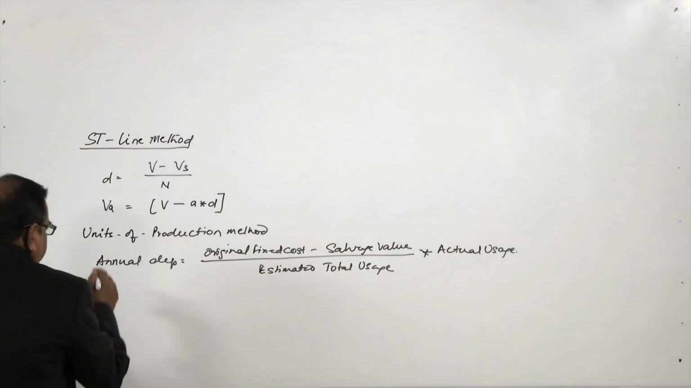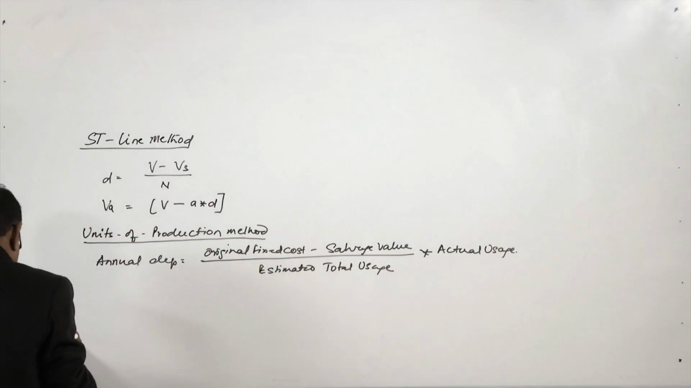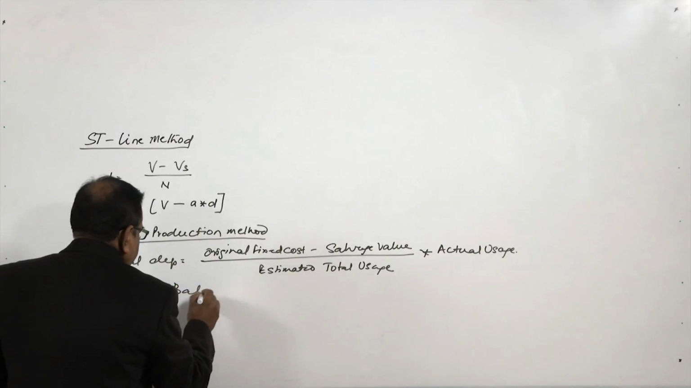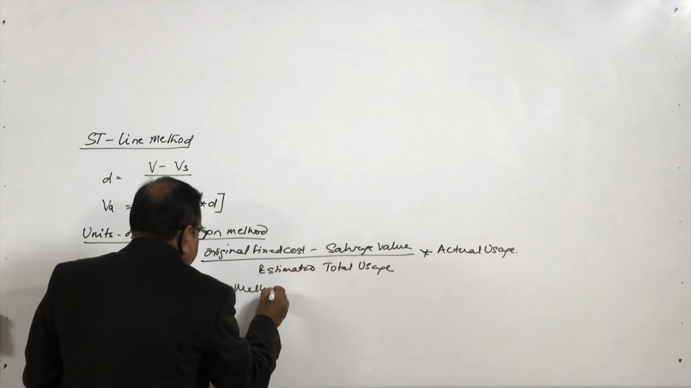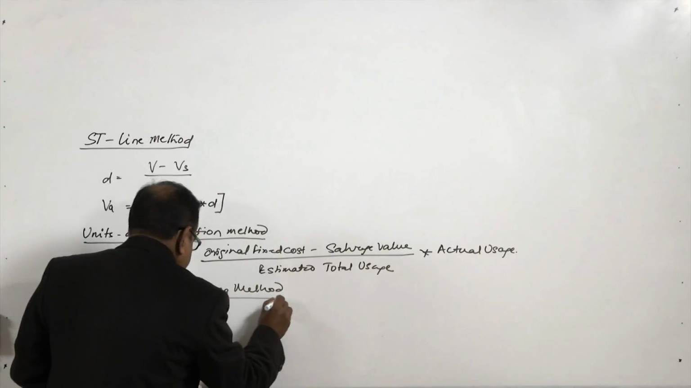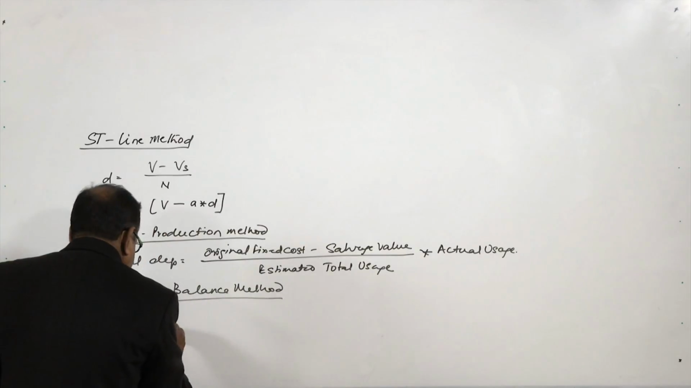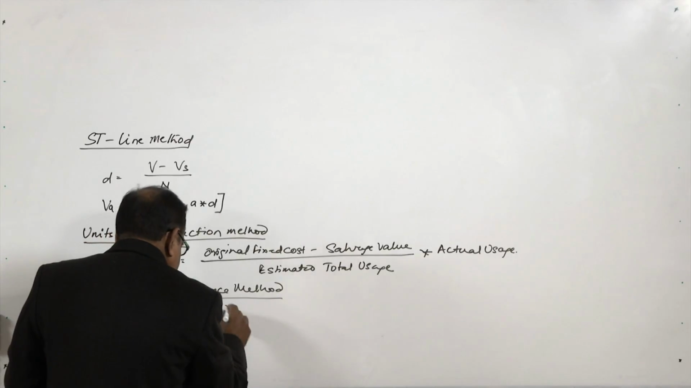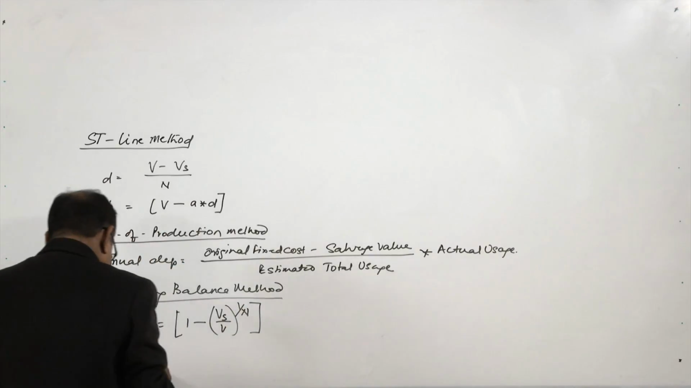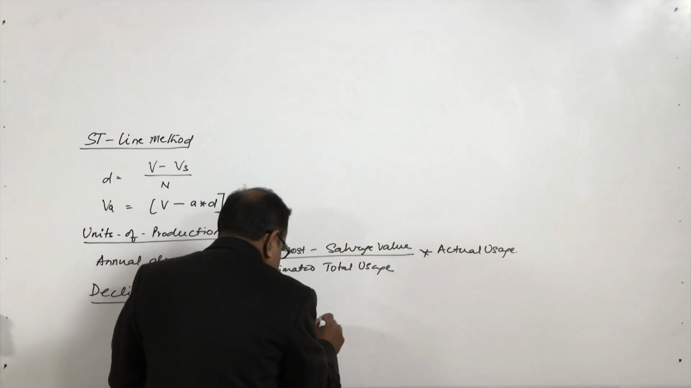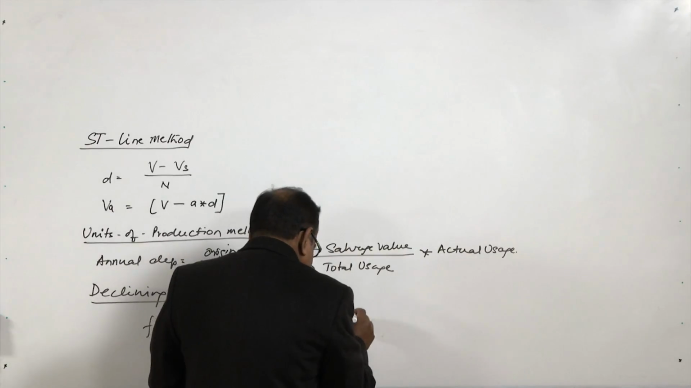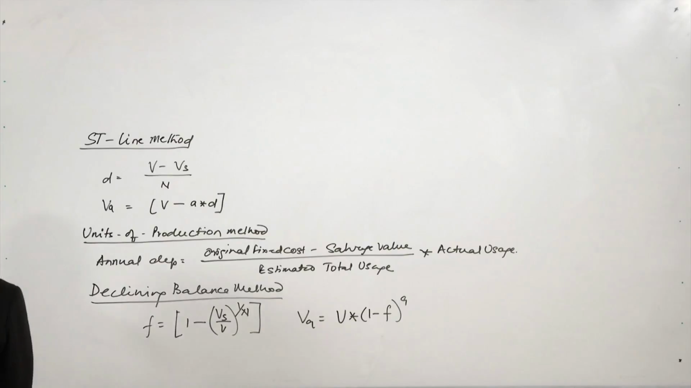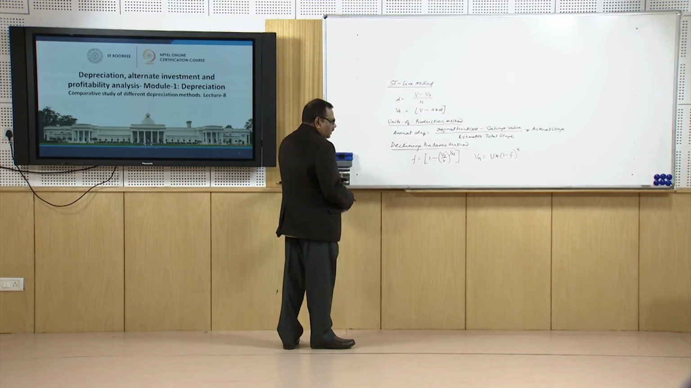Now, for the declining balance method, the fixed factor F is equal to 1 minus (Vs by V) to the power 1 by N, and Va, the book value at the end of the Ath year, is V into (1 minus F) to the power A. Now, this is also available on your screen.